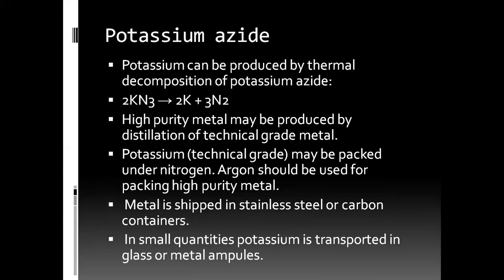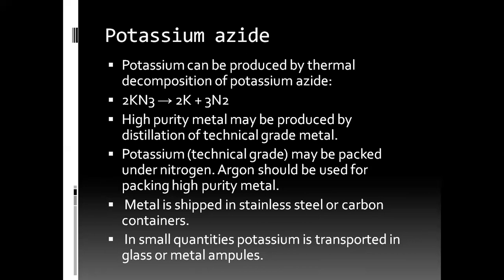And the last one I discuss is potassium azide. Potassium can be produced by thermal decomposition of potassium azide. High purity metal may be produced by distillation of technical grade metal.